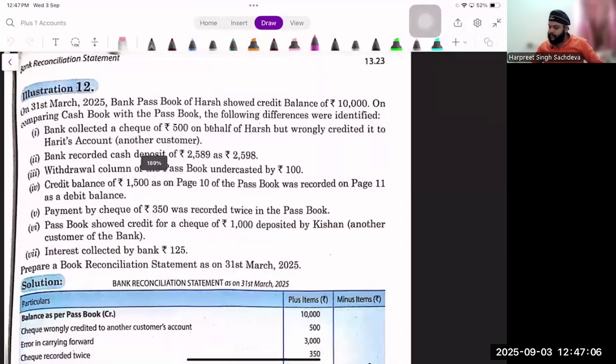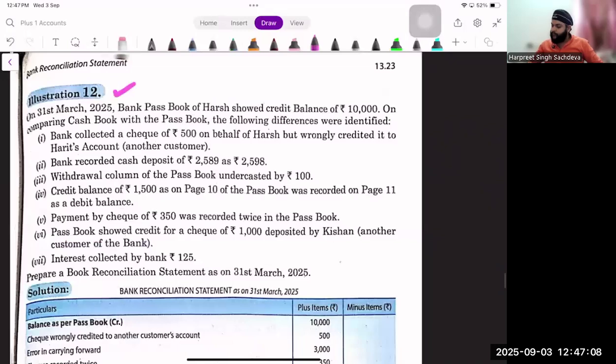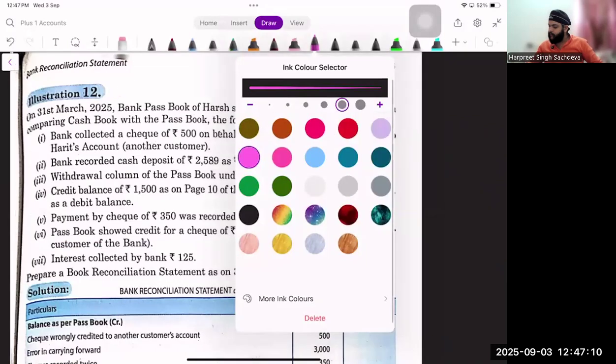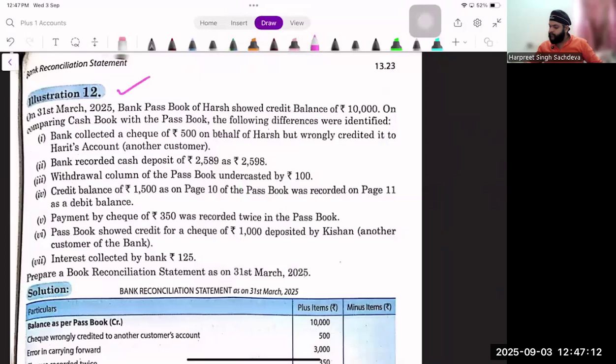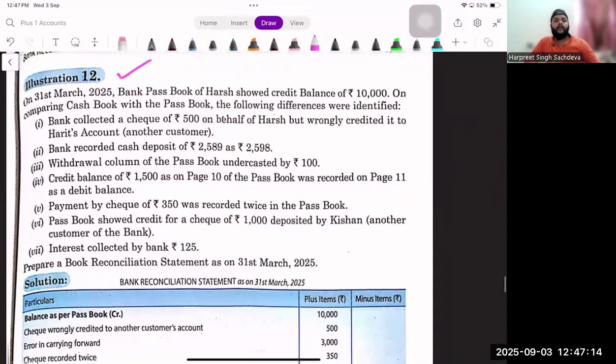Okay, Raja. So let's start with illustration 12, BRS. So, on 31st March 2025, the bank passbook of Harsh showed a credit balance of rupees 10,000. On comparing the cash book with the passbook, the following differences were identified.